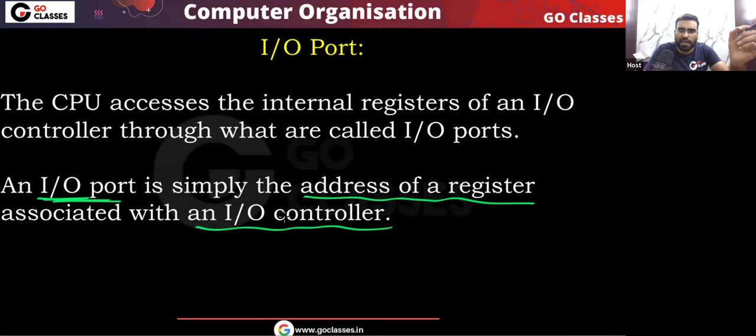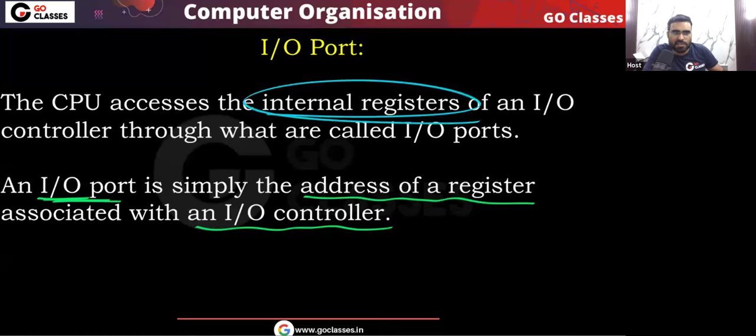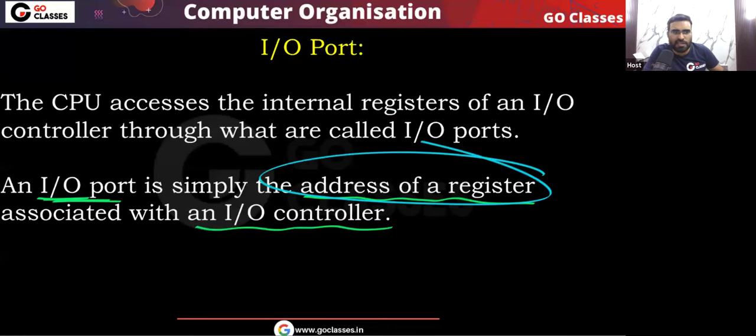The status register has an address. Maybe the status register has address 501, and the data register buffer has address 500. So the registers inside the controller have addresses, and this is called IO port. Agree? Clear? Let me know. So very simple point: the CPU will access the internal registers of the controller through what are called IO ports. If the CPU wants to access, for example, the status register, the CPU will access it using IO ports, because IO port is the address of a register inside the controller.